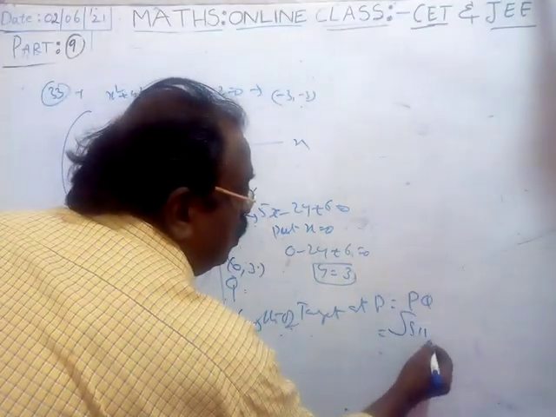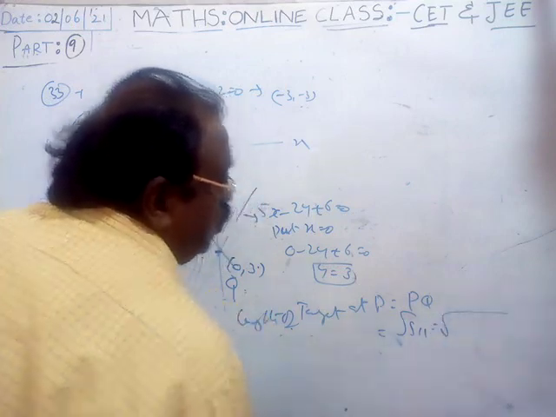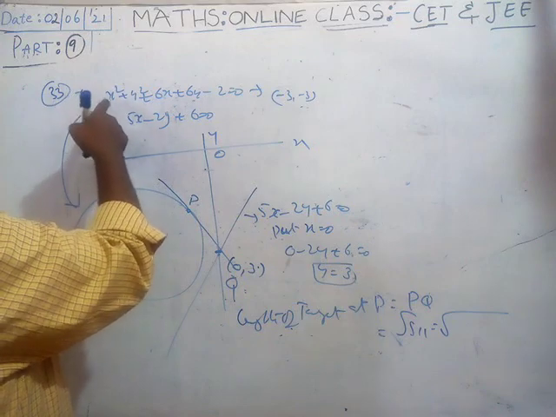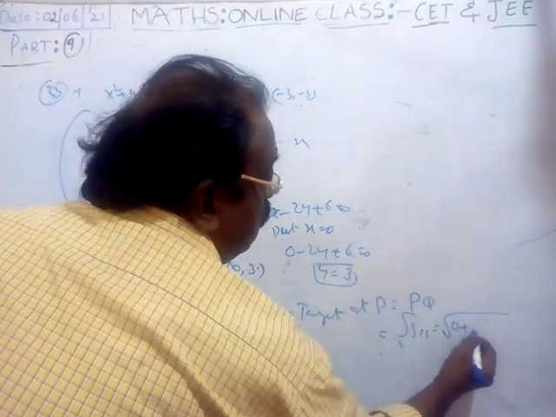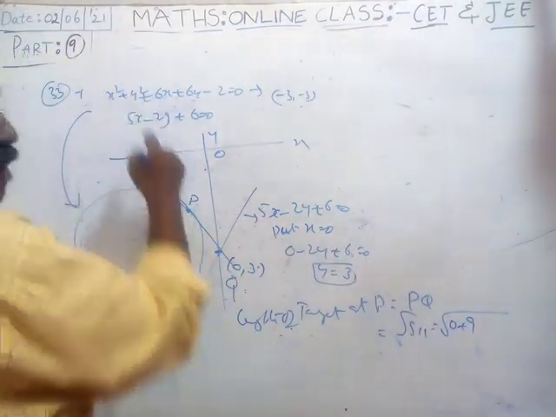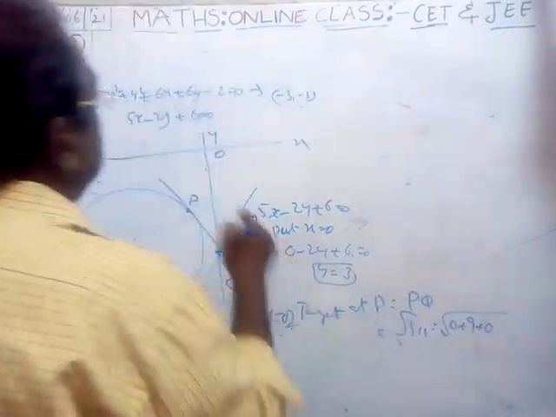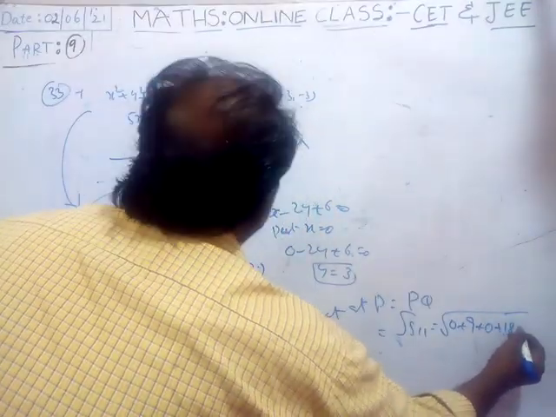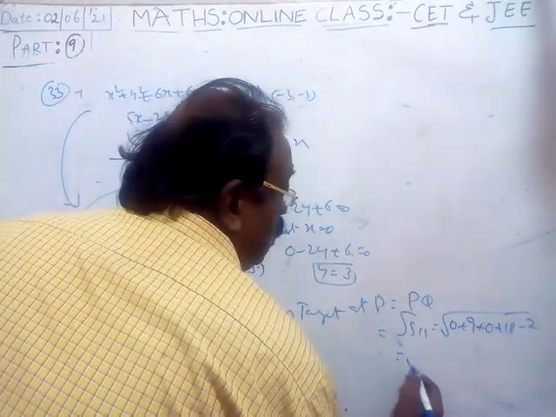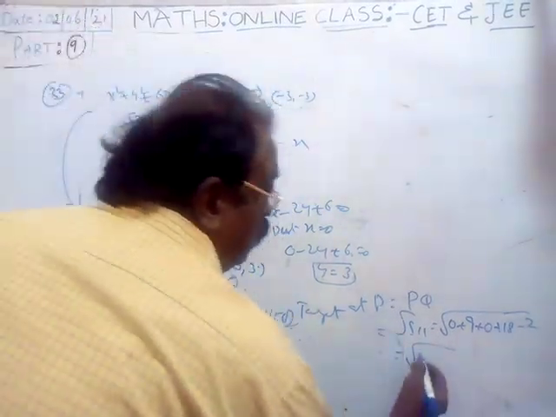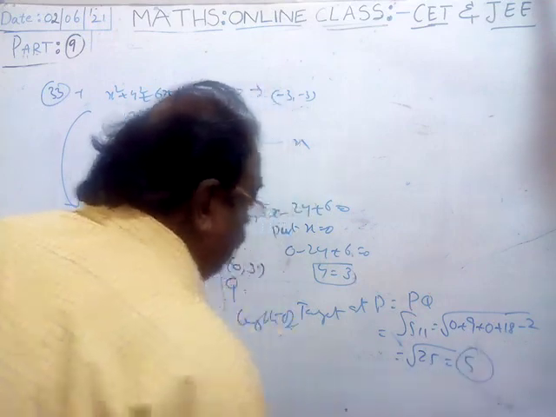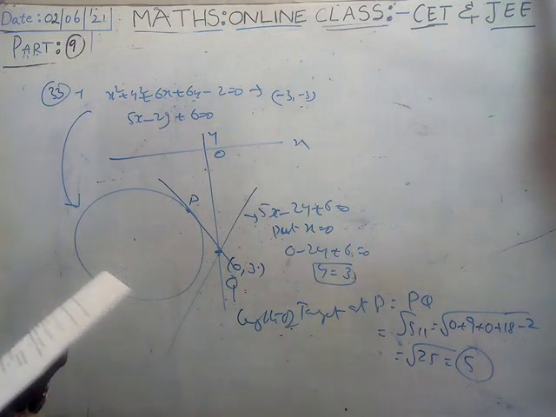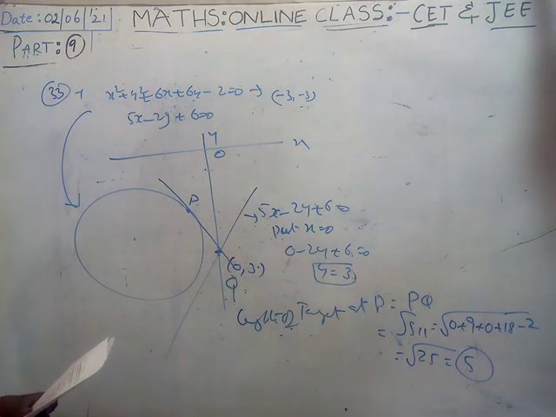So here it is root S11. What is root S11? You substitute (0, 3) in this circle equation: root S11. 0 plus 9, that is 3 square, plus 0 plus 18, minus 2. So it is root of 27 minus 2, root 25. So 5 is the length of the tangent. A very good concept. Okay? Right.